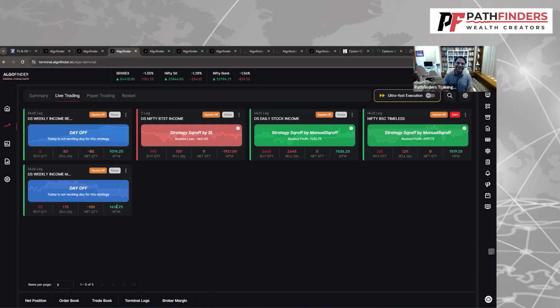So, what is DS weekly income regular? It is a strangle of a Nifty, having a very high probability, more than 85%. And the DS weekly income moderate protection is also a strangle of Nifty, but here we are using a call hedge as a protection. In a regular one, I'm using both Nifty and Bank Nifty strangles, while in the protected version, I use only Nifty with a 3:1 ratio and using a call hedge.